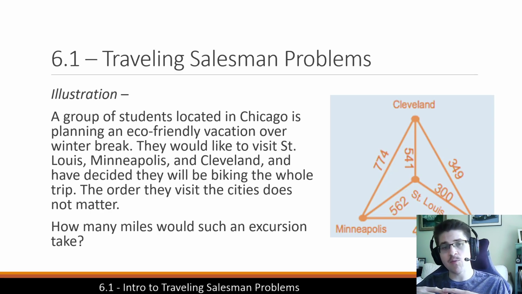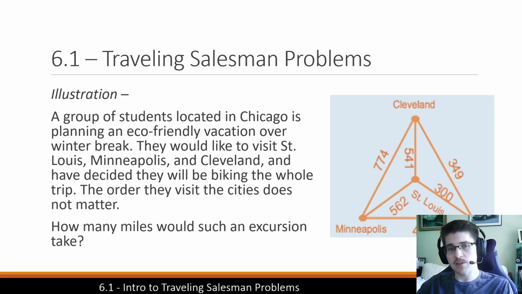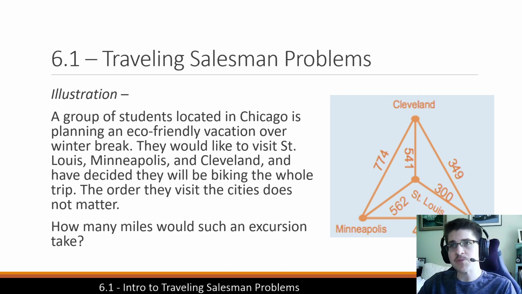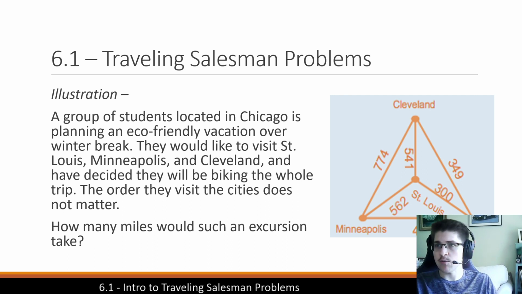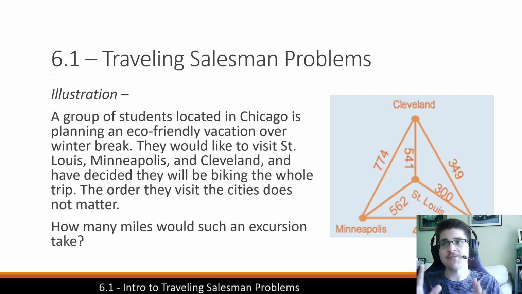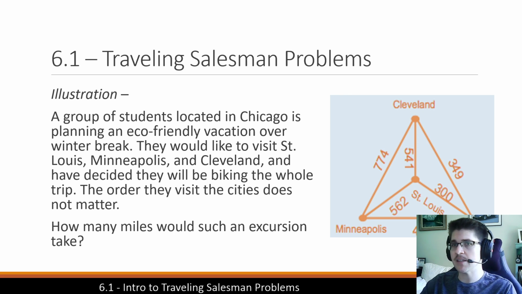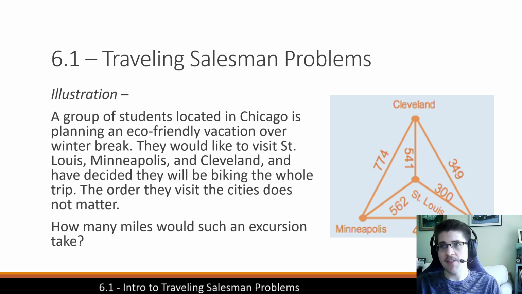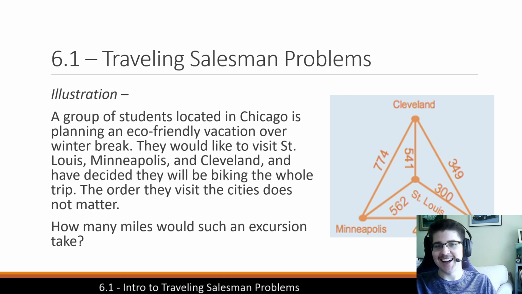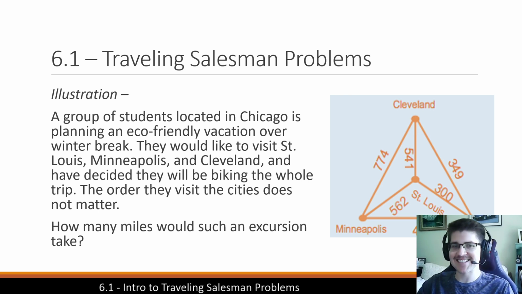Let's start off with an example of what is a traveling salesman problem and what does it look like, just to help us to distinguish these types of problems from those we would see in Chapter 5. So I'll go ahead and read this problem. It says a group of students located in Chicago is planning an eco-friendly vacation over winter break. They would like to visit St. Louis, Minneapolis, Cleveland, and they've decided they'll be biking the whole trip. So maybe that's not such a smart decision in winter, but let's just go ahead and believe that this fictional problem I made up makes sense.